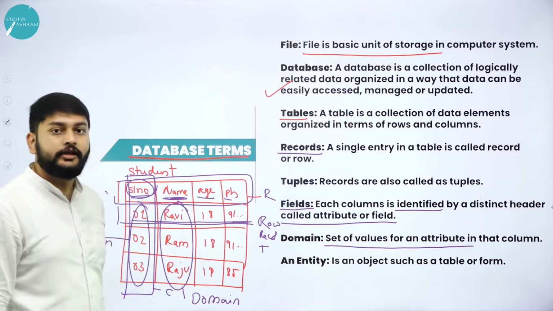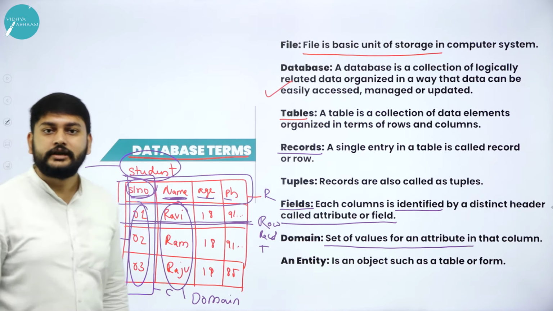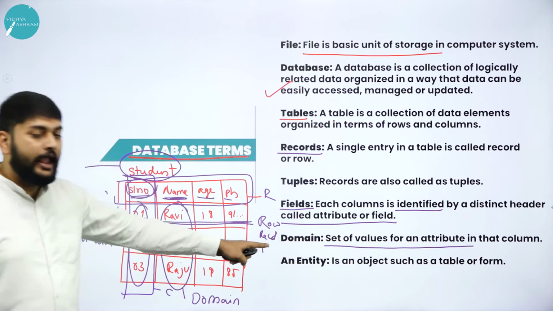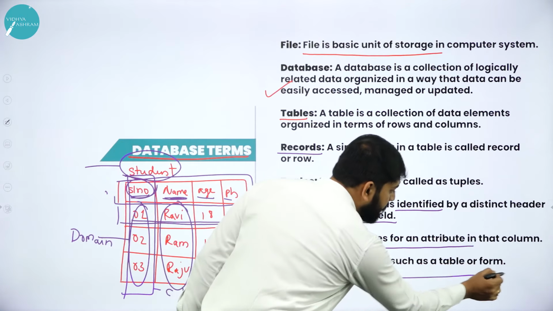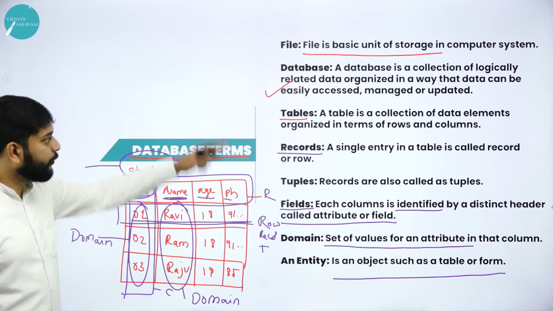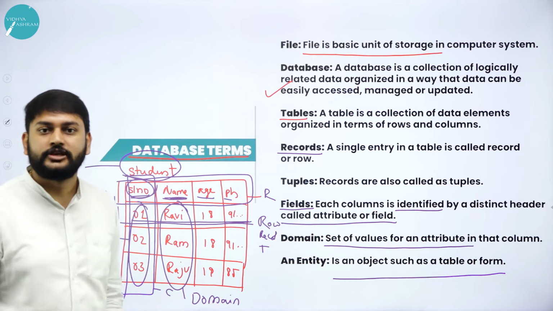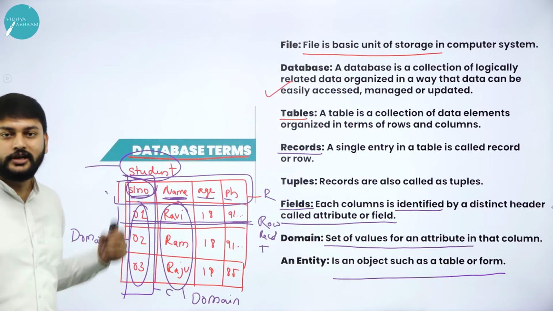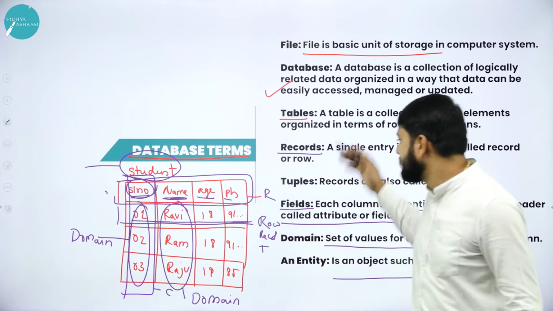What is an entity? Student is an entity. Please understand. An entity is an object such as a table or form. Student is an entity. So, I hope you got a clear idea about all the different concepts that I have in the database. This is what I will call database terms. You should be very, very clear with these terms.